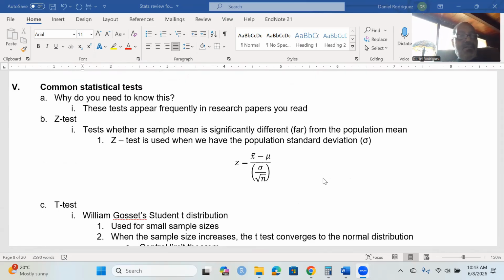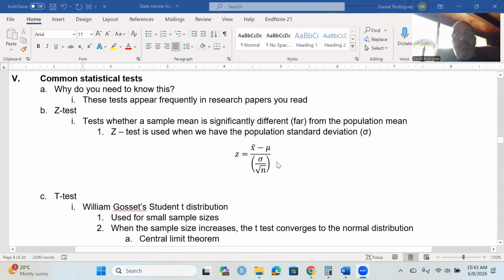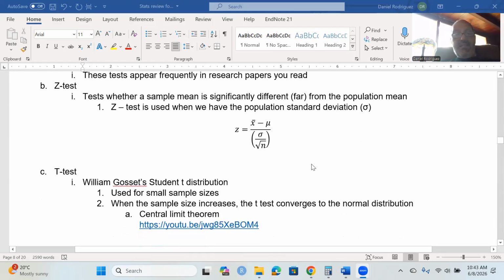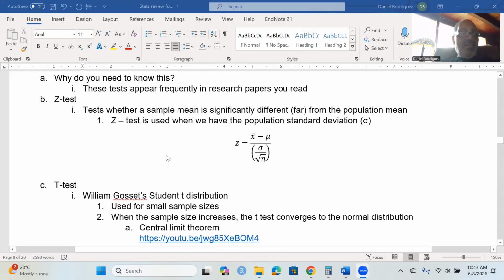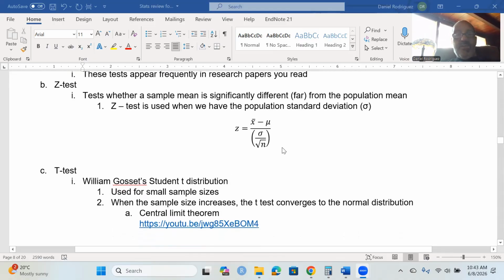All right, so why do we need to know about common statistical tests? Well, because we use them all the time, and as you read articles, you'll see a lot of statistical tests. You won't always see this specific one. Hey, we're doing the z-test, but the z-test could be employed within other statistical tests, just as the t-test is. Like in a regression analysis, we use t-distribution. The z-test is used when we know the population standard deviation. This is the equation for the z-test.